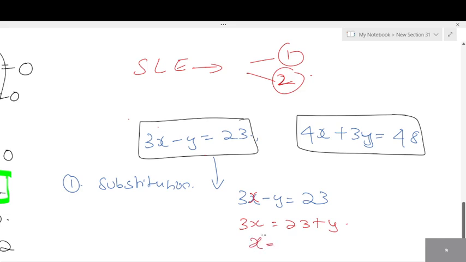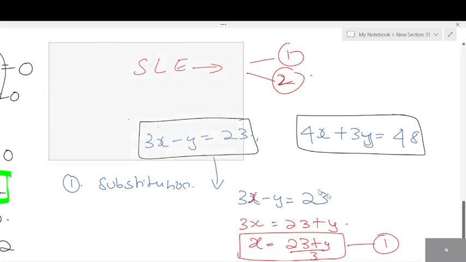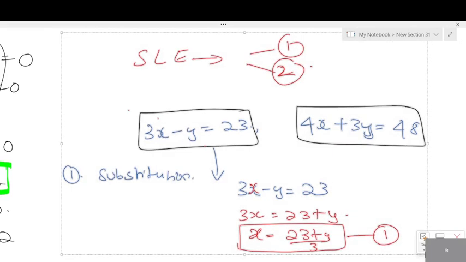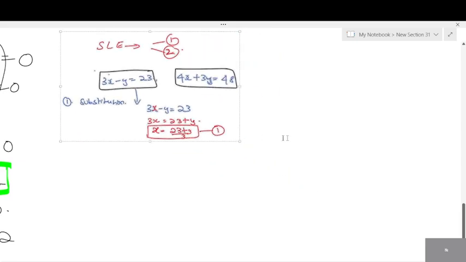Yeah, what happens to 3? It gets divided, right? So isn't it the value of x? We found the value of x, right? This is the first equation. Now what do you do with the first equation? You take this first equation and substitute it in the second equation.